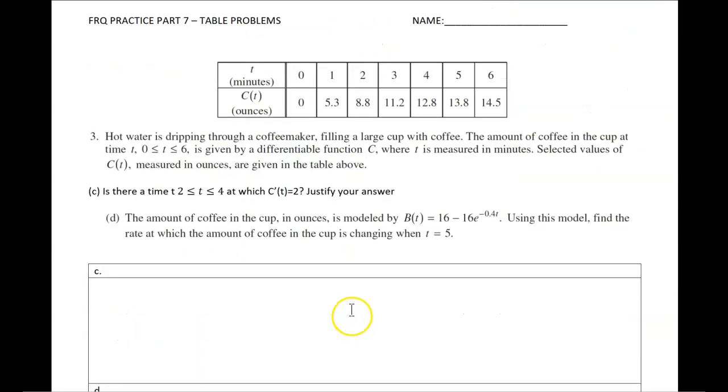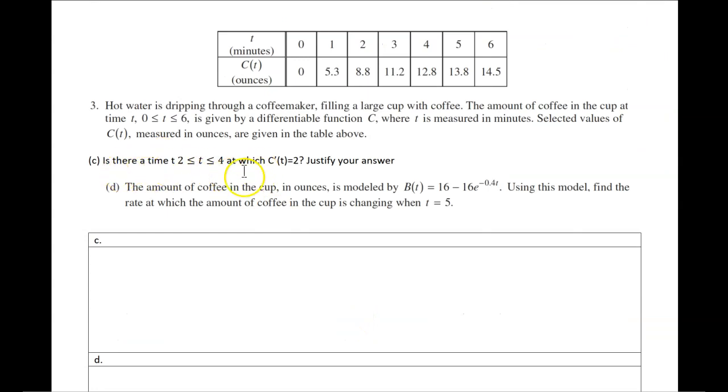All right, my final two. Here's my part C. Is there a time at which C prime of 2 is equal to 2? So I don't have C prime of 2, right? I just have values of C. So this tells me that this is a mean value theorem, right? So right away when I read this, I would think, okay, this is definitely mean value theorem.